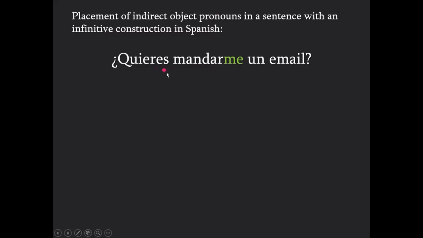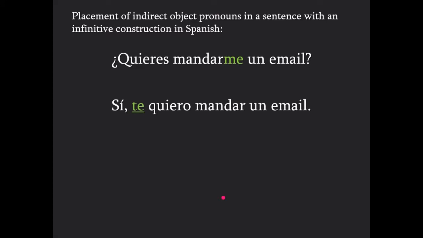So this follows English word order almost exactly. ¿Quieres mandarme un email? So let's see how we would answer this sentence. Let's say we want to say yes. Now when you have a sentence that has two verbs in it, you actually have options. So the first option here: sí, te quiero mandar un email.